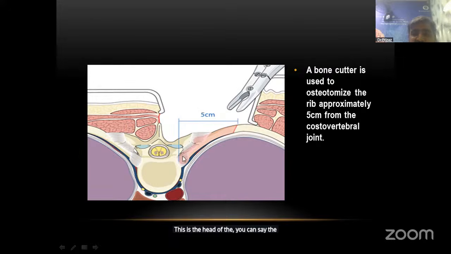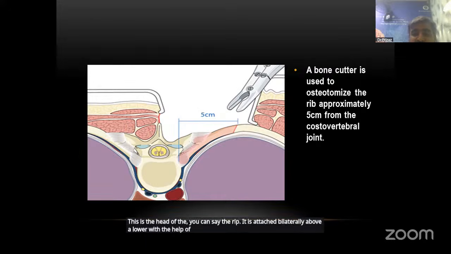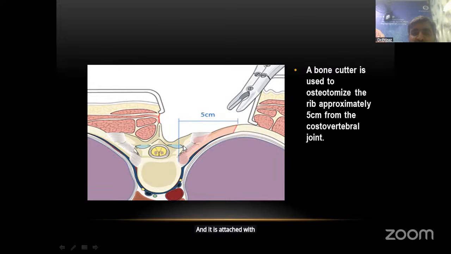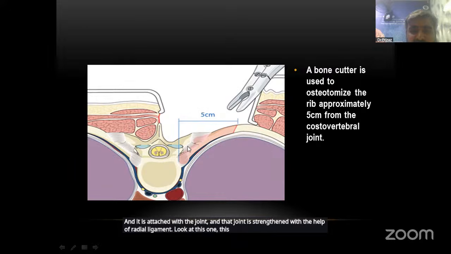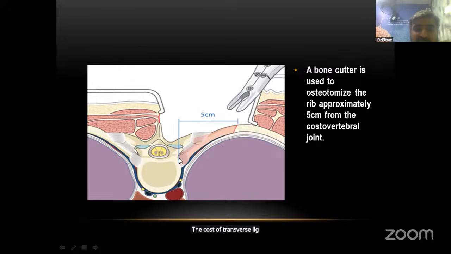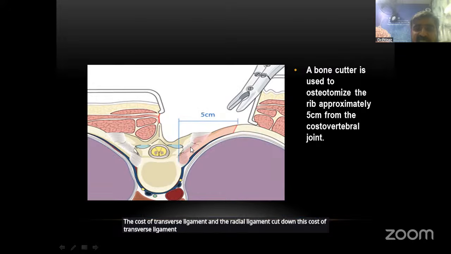It is attached bilaterally above and below with the help of demifacets to the anterior part of the vertebral body. And it is attached with the joint, and that joint is strengthened with the help of the radial ligament. Look at this one. This is the radial ligament. So there are two important ligaments: the costotransverse ligament and the radial ligament. Cut down this costotransverse ligament and this radial ligament.